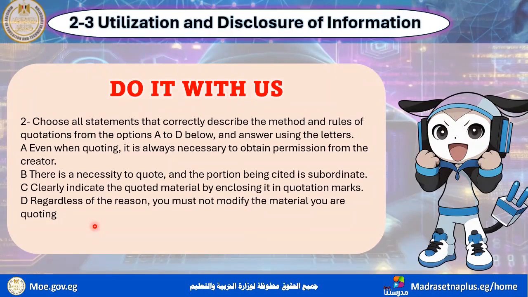And the correct answer is going to be B. There is a necessity to quote and the portion being cited is subordinate. C. Clearly indicate the quoted materials by enclosing them in quotation marks. And of course, D. Regardless of the reason, you mustn't modify the materials you are quoting. Don't alter or change them.